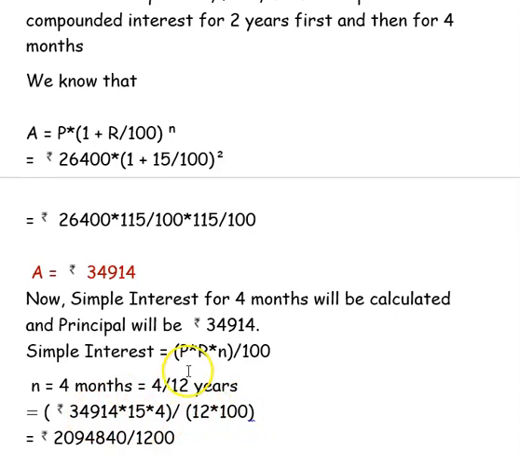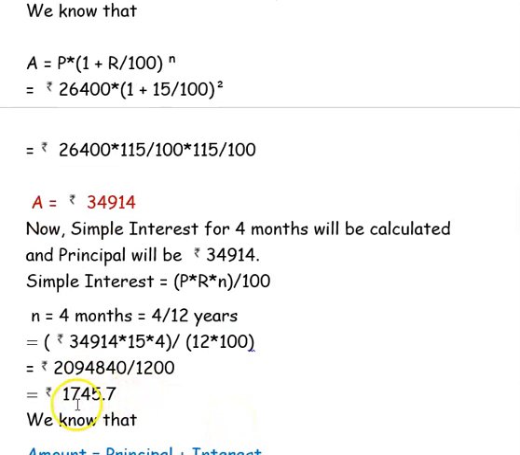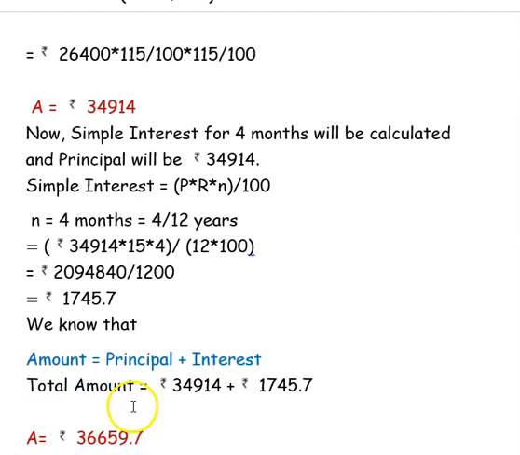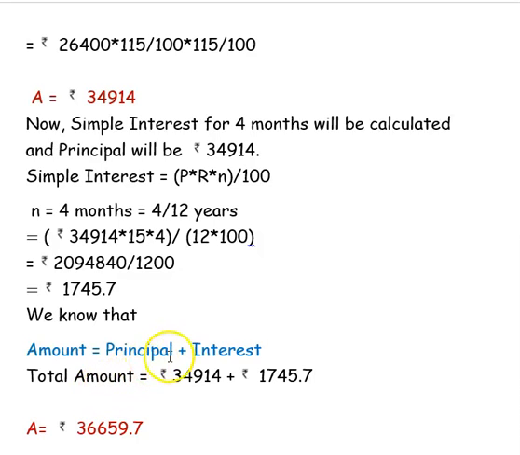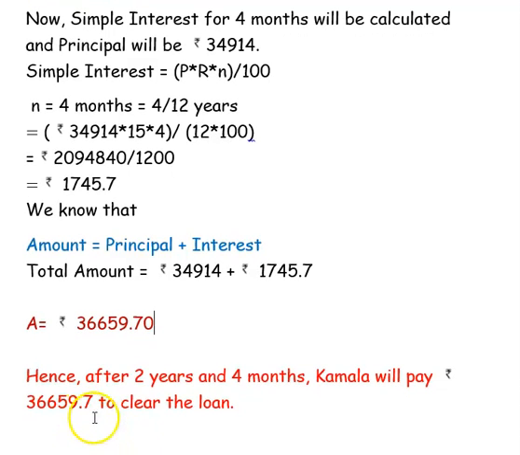Now we are going to substitute it. So here the principal is 34,914 into rate of interest is 15 into number of years is 4 divided by 12 into 100. If you simplify this, you will get the interest for 4 months as rupees 1,745.7. So we know that total amount equals principal plus interest. So the principal is 34,914 plus the interest is 1,745.7. So the total amount will be 36,659.70. So this is the amount she has to pay to clear the loan.